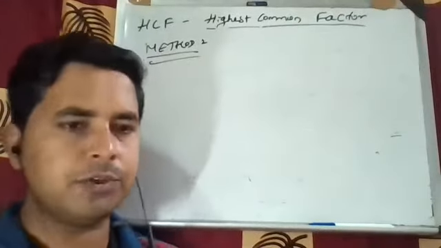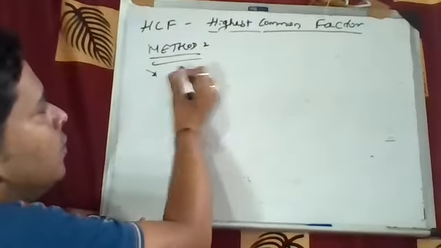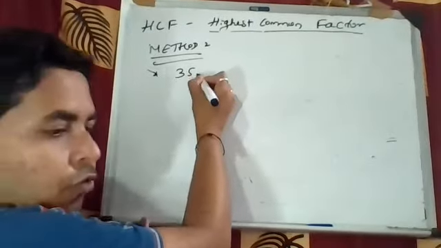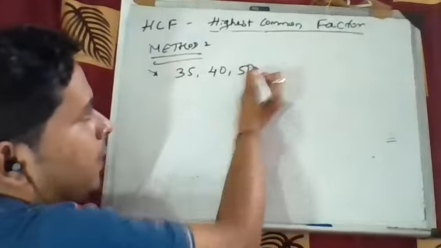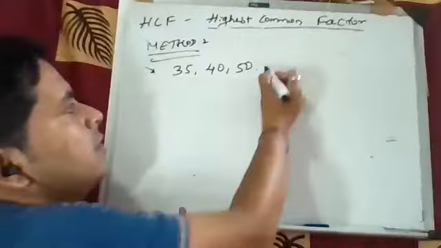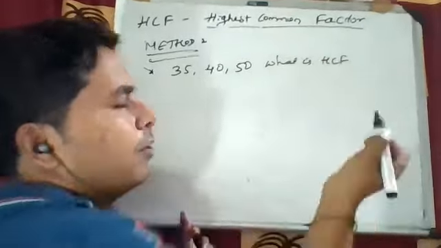Now, two digits were easy to do, so I'll take three numbers. HCF of 35, 40 and 50. What is the HCF? Use the second method, not the first method.